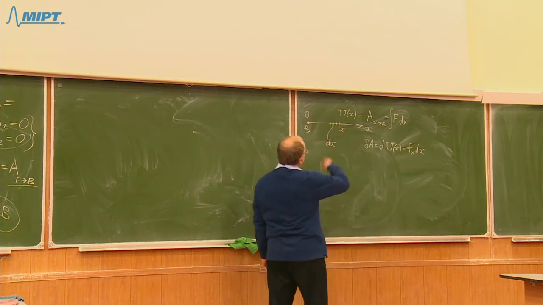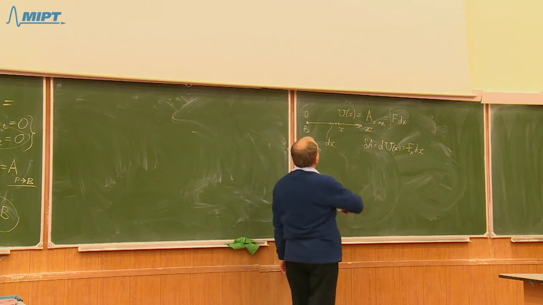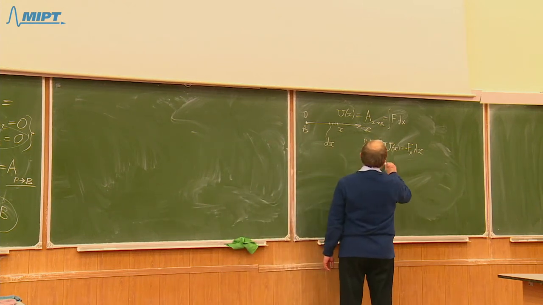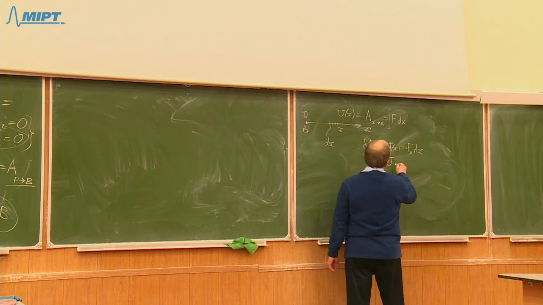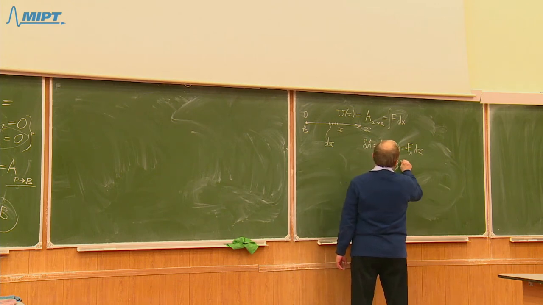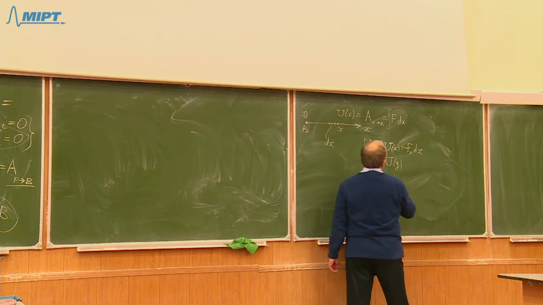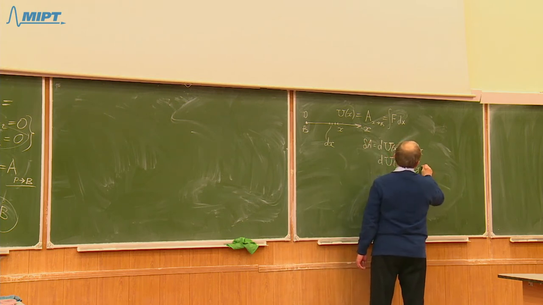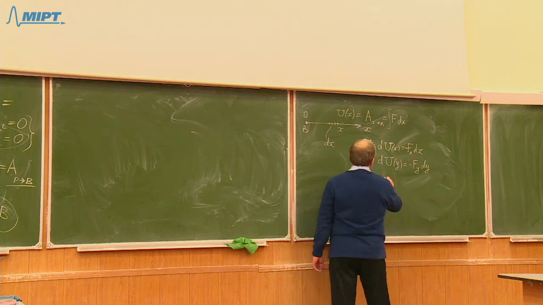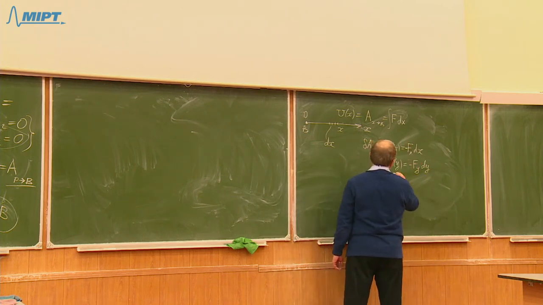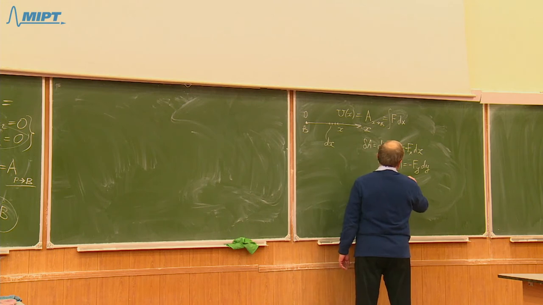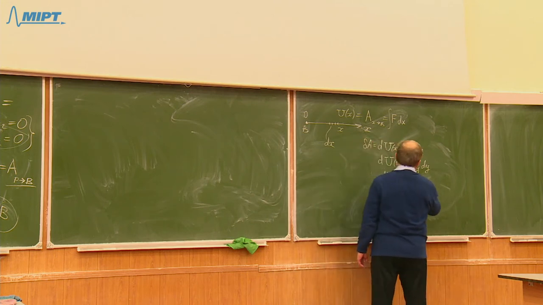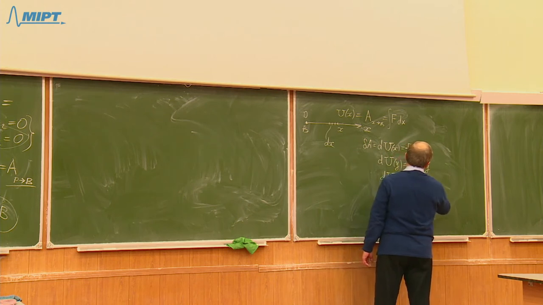If we consider some other axis, for example the y axis, then again we will obtain a similar expression. The change in potential energy as a function of y will be equal to minus F, the y component of force, dy. And the same expression if we move along the z-axis: the change in potential energy along the z-axis will be equal to minus Fz dz.